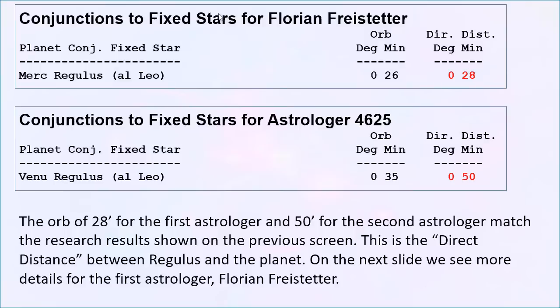And here is Florian Freistetter. Remember that Florian Freistetter is the astrologer who had the strongest number of points with Mercury conjunct Regulus, with a 26-minute orb and only 28 minutes direct distance. Why is the direct distance only slightly larger than the orb using normal zodiac longitude? It's because the latitude of Regulus is almost identical to the latitude of Mercury.